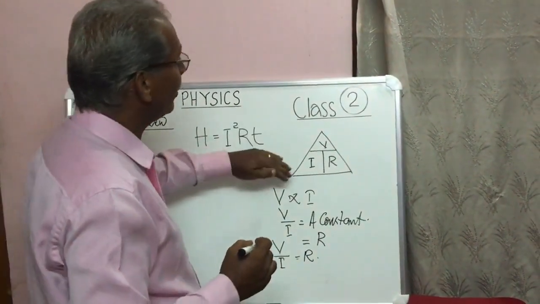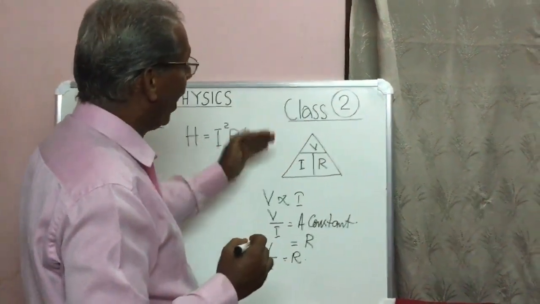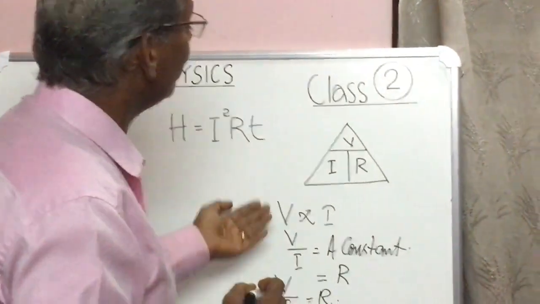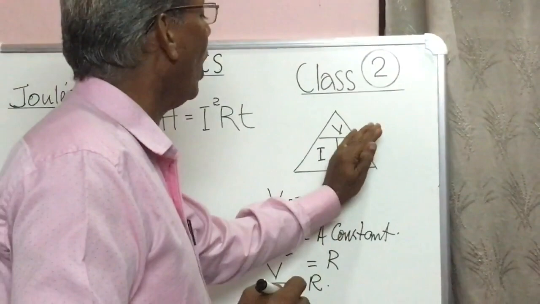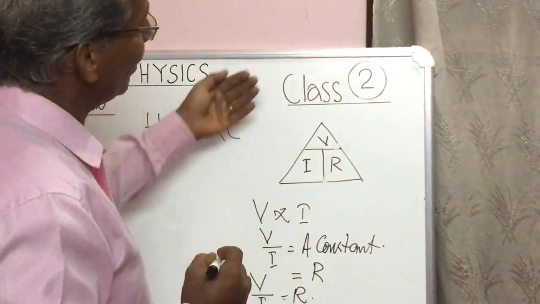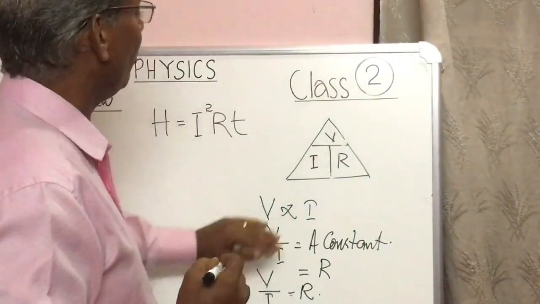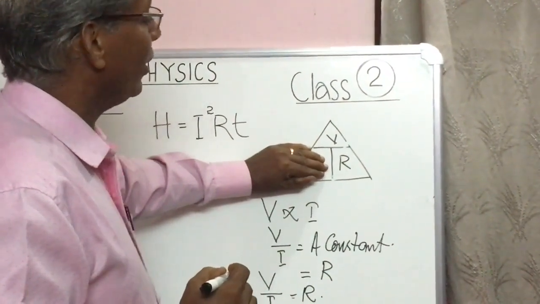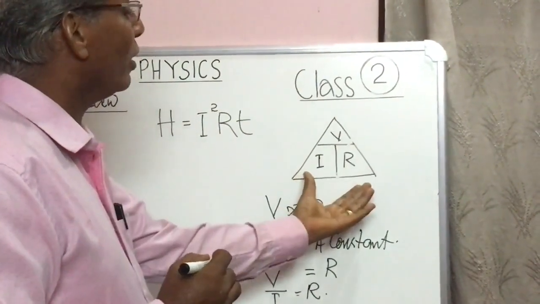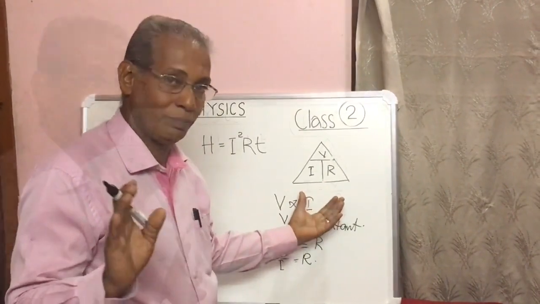Now the triangle gives an easy method to find out the values of V, I and R. For example, if we want to find out R, we just cover R. We get the formula V by I. If you want to calculate V, just cover V, we will get IR. And if you want I, we can write V by R. So we get 3 formulas from this triangle at a glance, so we call it a magic triangle.